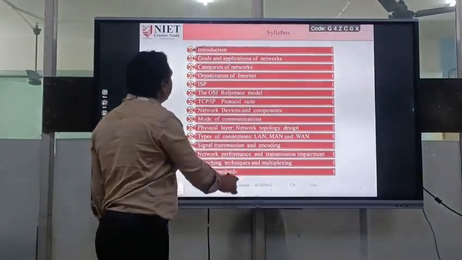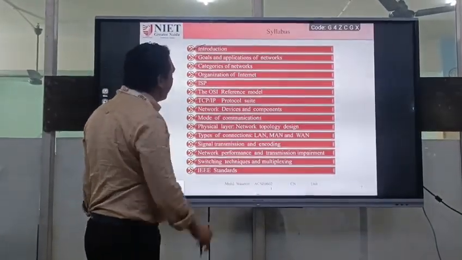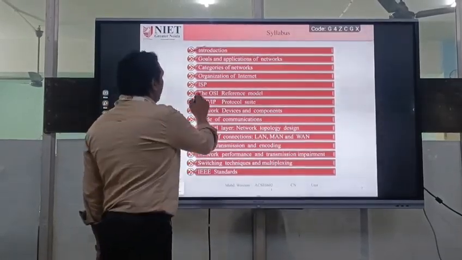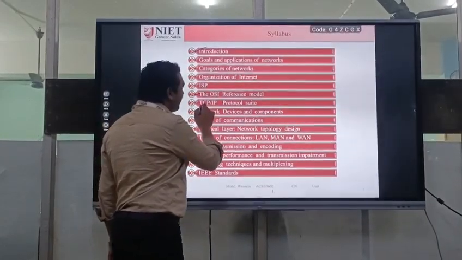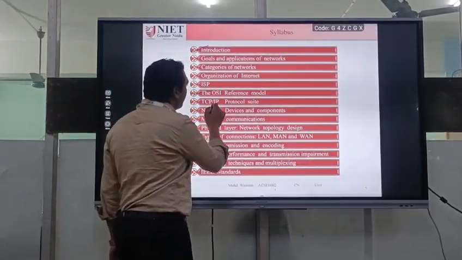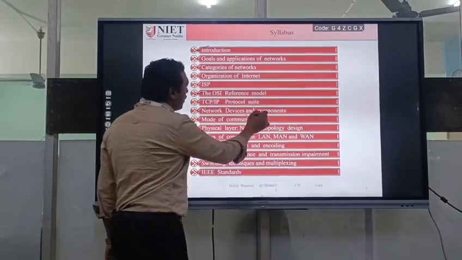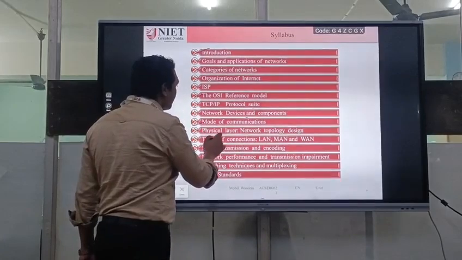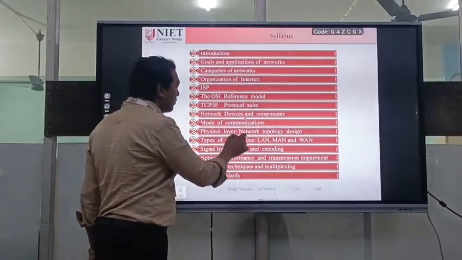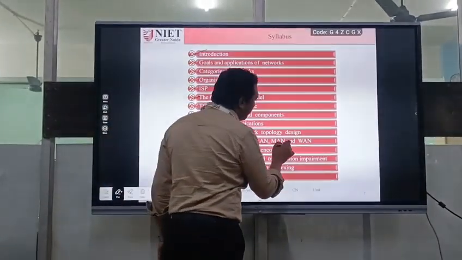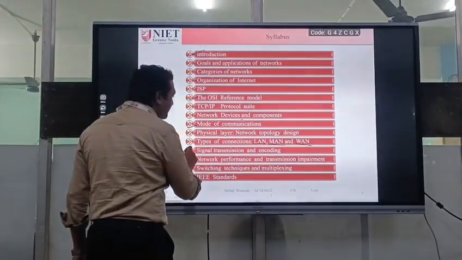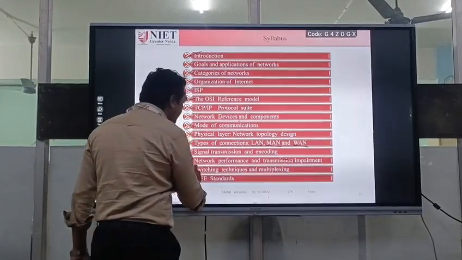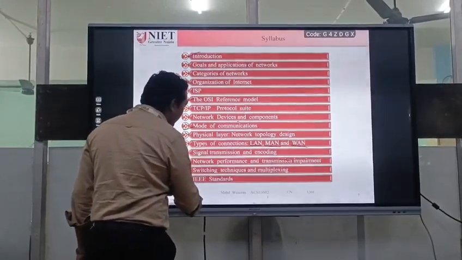First is introduction, second is goals and applications of networks, categories of networks, organization of internet, ISP that is internet service provider, the OSI reference model, TCP/IP protocol suite that is transmission control protocol, internet protocol suite, network devices and components, mode of communication, physical layer, network topology design, and types of connection, LAN, MAN, and WAN that is local area network, metropolitan area network, and wide area network. Next is signal transmission and encoding, network performance and transmission impairment. The next one is switching techniques and multiplexing, and the last one is IEEE standards.